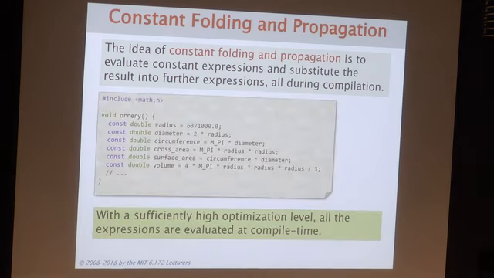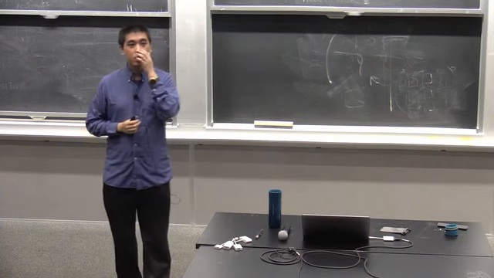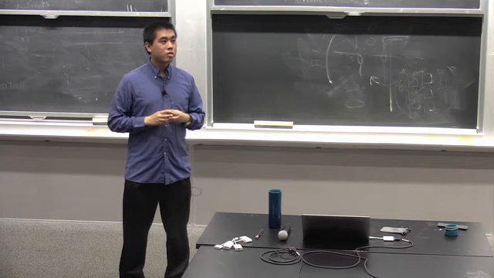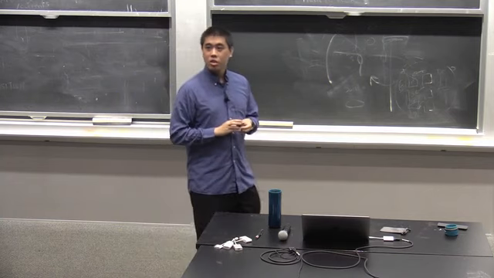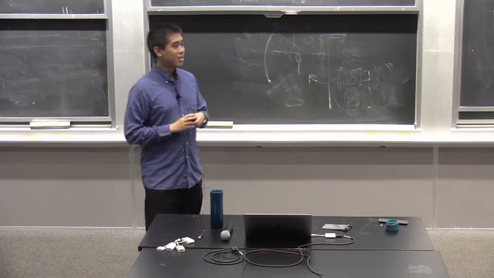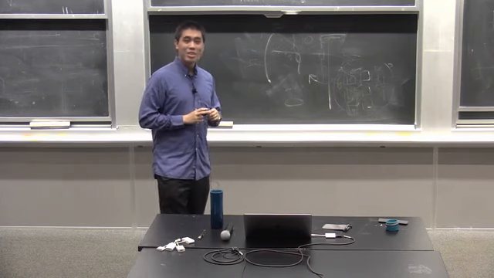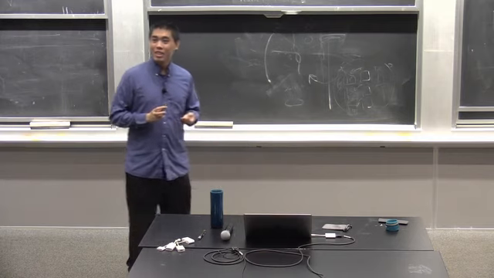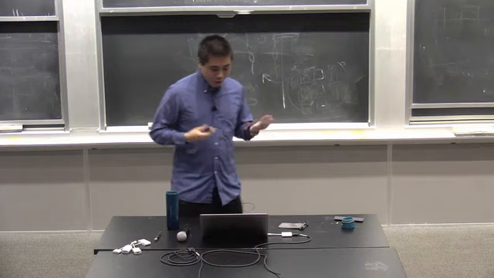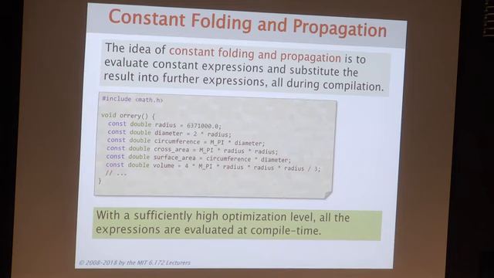So again, let's look at an example. So here we have this function called orrery. Does anyone know what orrery means? You can look it up on Google. Okay, so an orrery is a model of a solar system.